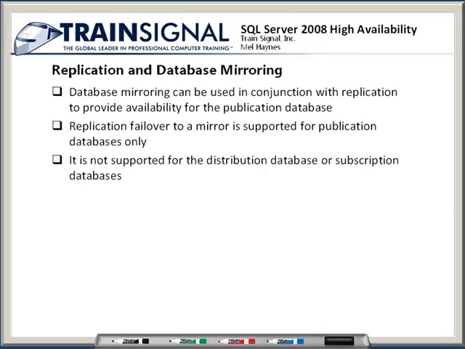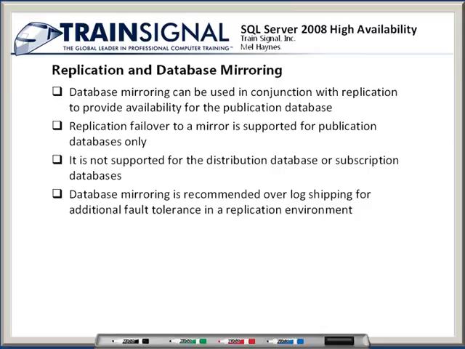So that means the information that's been copied out, that subset that's been copied out to remote locations, you do not have the option of setting up a mirror of that information. You could also use log shipping with replication. However, database mirroring is recommended over log shipping if you need to have additional fault tolerance for your replication.